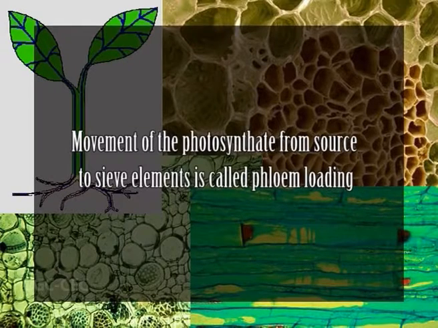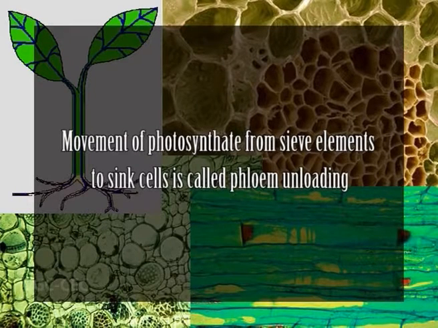The mechanism of phloem transport in angiosperms is best explained by the pressure flow model. In sources, energy is necessary for the movement of photosynthates from producing cells into the sieve elements. This movement of the photosynthate from source to sieve elements is called phloem loading. In sinks, energy is essential for some aspects of movement from sieve elements to sink cells. The movement of photosynthates from sieve elements to sink cells is called phloem unloading.